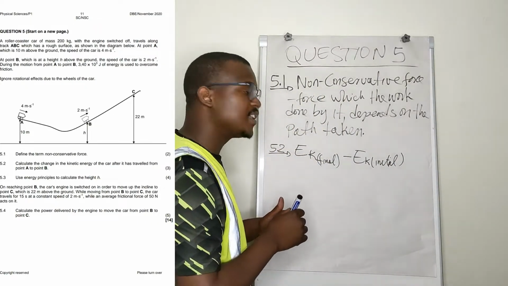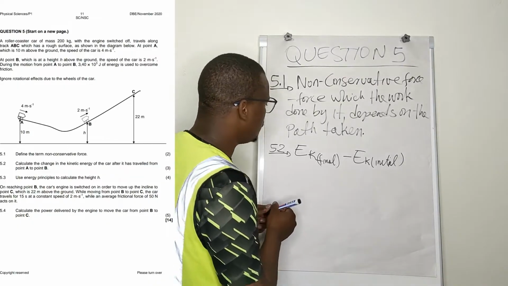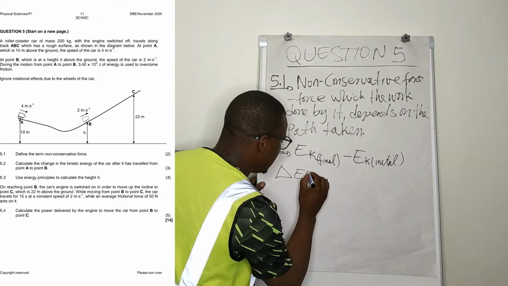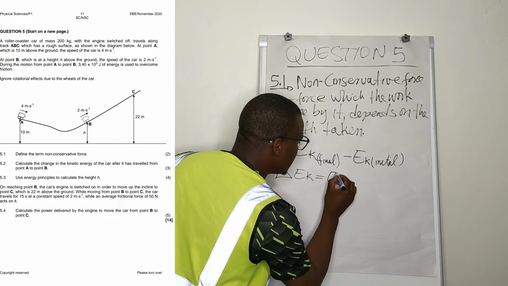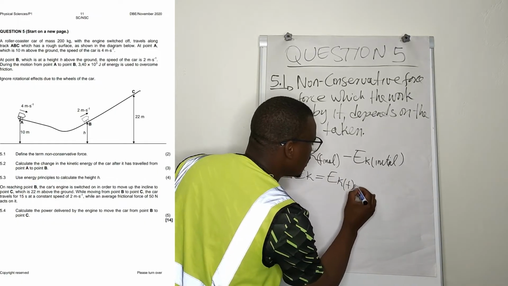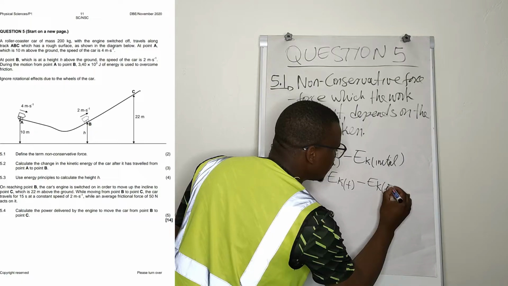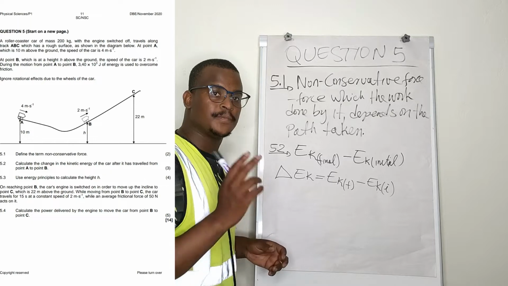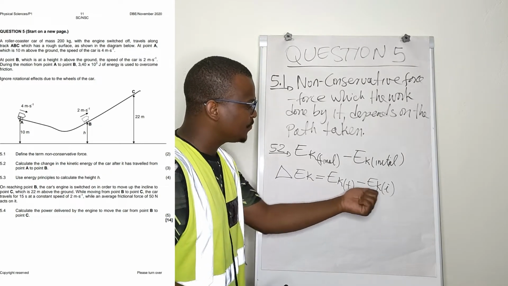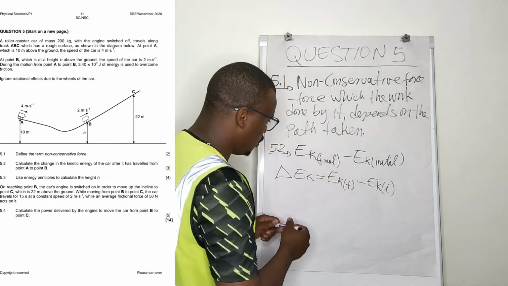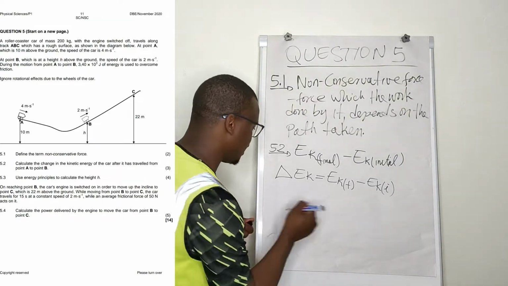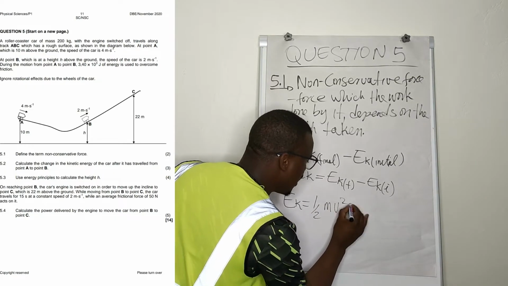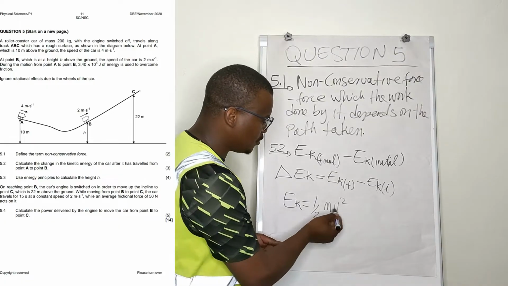This is how you find the change, right? So the change in EK is equal to EK final minus EK initial. This is how you do it. So now you must calculate the final kinetic energy and the initial kinetic energy. You know the formula of the kinetic energy: EK is equal to half mv squared, where m is your mass and v is your velocity.